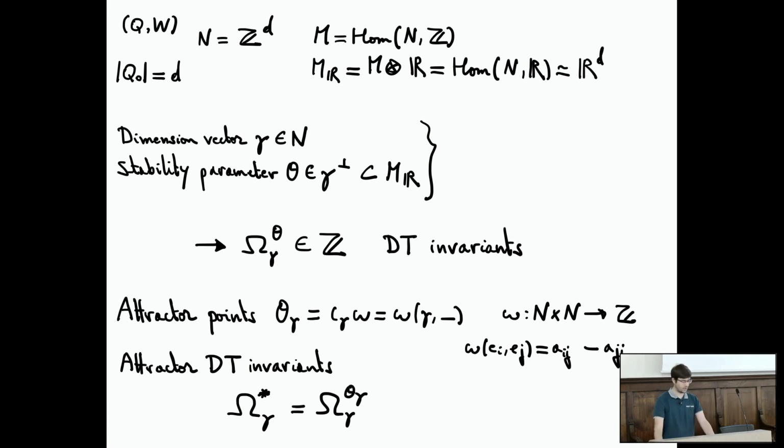And then for every dimension vector gamma in the lattice N, we explained that we could think of a point theta inside the hyperplane gamma perp inside this vector space M_R as defining a stability parameter for quiver representations of dimension gamma. And so for every choice of such gamma and theta, we had some integer omega gamma theta, which is a DT invariant, Donaldson-Thomas invariant of the quiver with potential, counting theta-stable representations of dimension gamma.